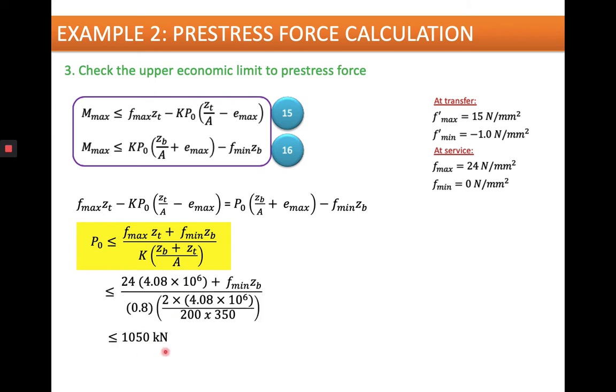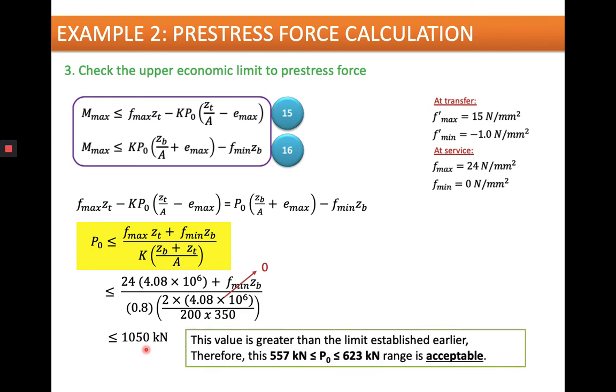So we are going to calculate by substituting all the values, whereas we have F minimum equals 0, so this expression will be equal to 0. Therefore P naught is less than or equal to 1050 kilonewton. When we check back, this value is greater than the limit established earlier. Therefore, this range of between 557 kilonewton and 623 kilonewton is acceptable.